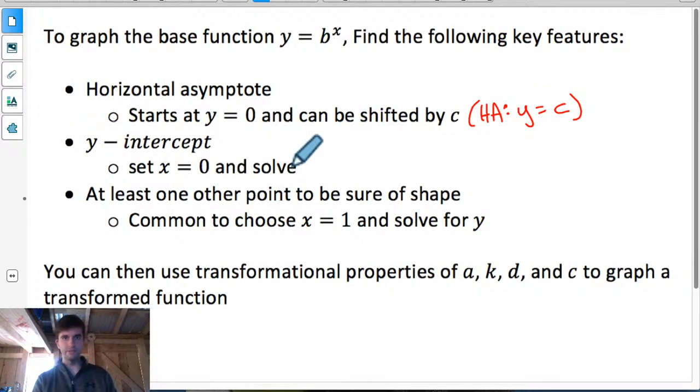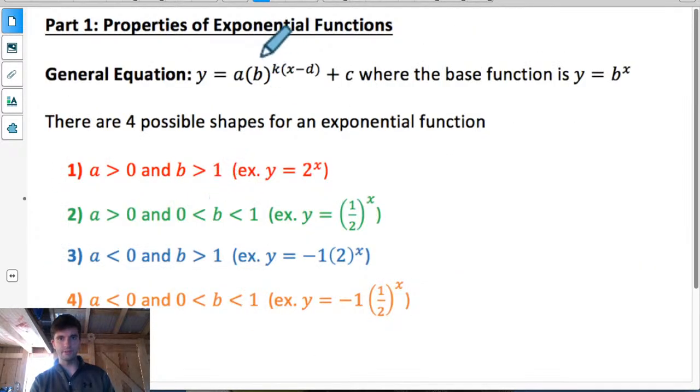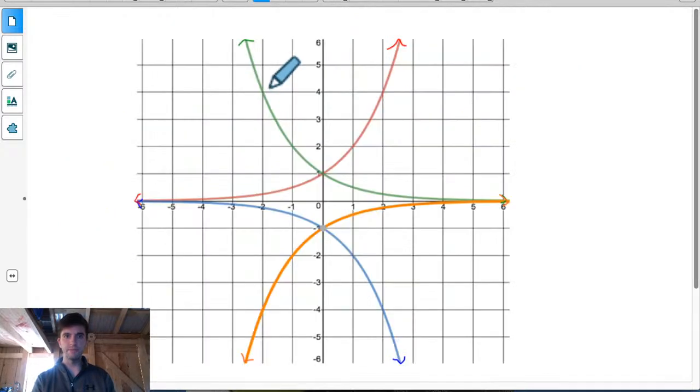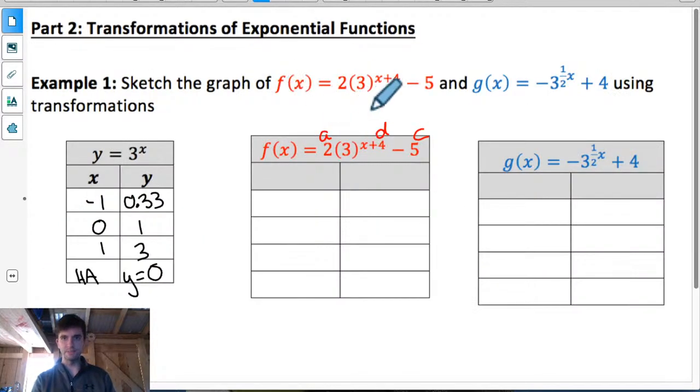I'm picking those parameters out because I know the transformed exponential function always takes this form. A is in front of the base of the power, k and d are in the exponent, and c is added after the power. So if we know that general template, it makes it easy for us to pick out those parameters here. And now we can apply those transformations.